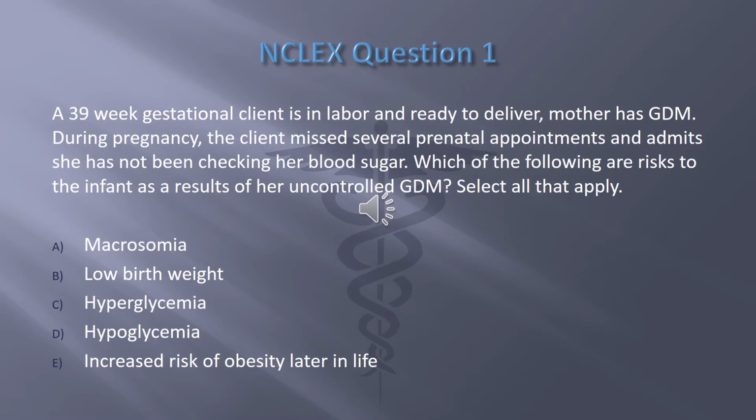NCLEX question number 1. A 39-week gestational client is in labor and ready to deliver. Mother has gestational diabetes. During pregnancy, the client missed several prenatal appointments and admits she has not been checking her blood sugar. Which of the following are risks to the infant as a result of her uncontrolled gestational diabetes? Select all that apply. A. Macrosomia. B. Low birth weight. C. Hyperglycemia. D. Hypoglycemia. Or E. Increased risk of obesity later in life.